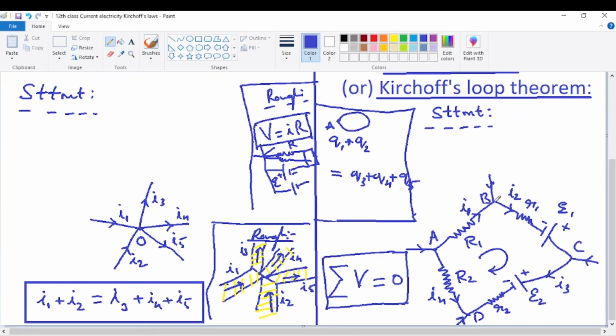The same way next, from B to C, the work done consists of two parts. Firstly, the work done across the internal resistance r1. This is nothing but the potential difference across the internal resistance. We can easily find it using Ohm's law: current into resistance. So what is the current here? I2 into resistance. They are visible clearly here.